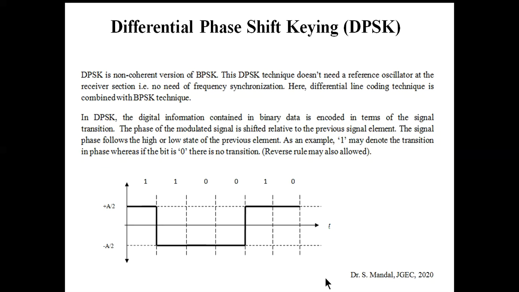Now, formally we can say that DPSK is a combination of differential line coding and the conventional binary phase shift keying digital modulation technique. So differential line coding technique is combined with BPSK, and that will be nothing but the DPSK. You can see that this one is basically the differential line coding, where if the current bit is 1, then the shift will occur, else the voltage level will remain the same.